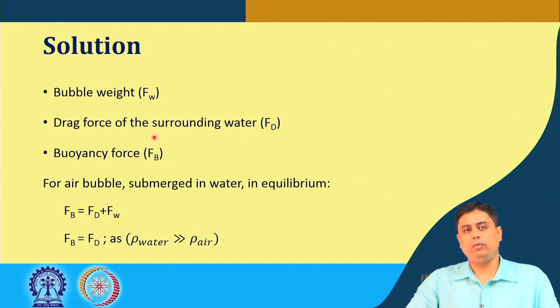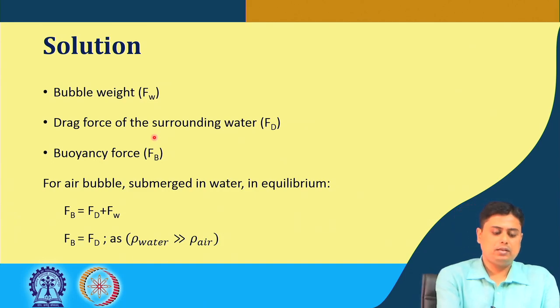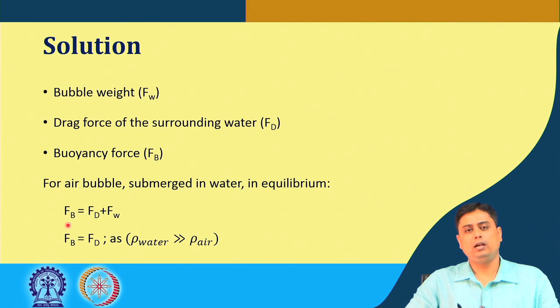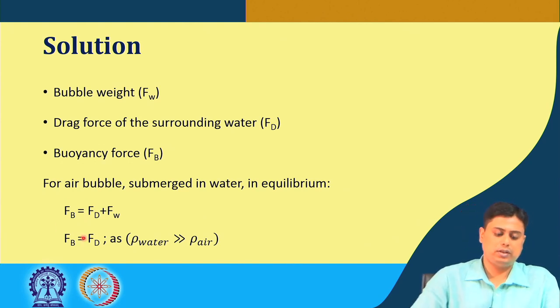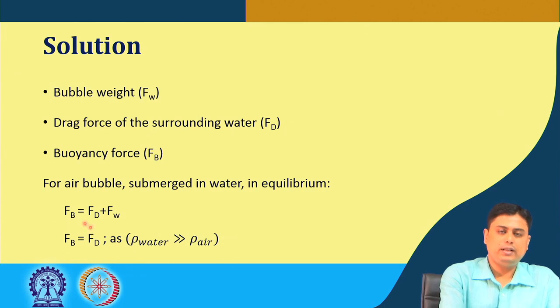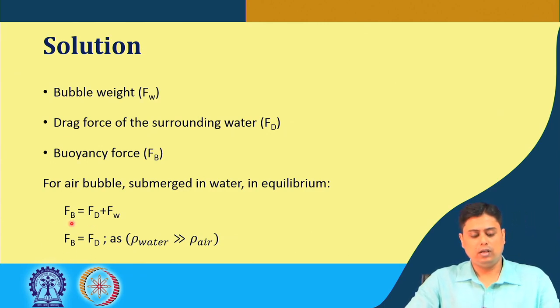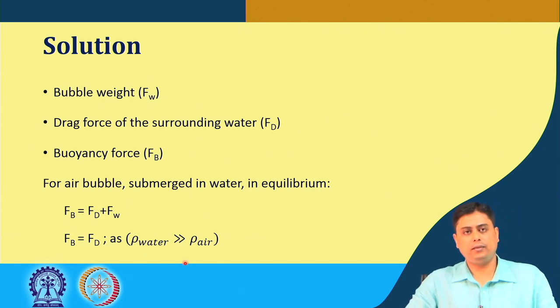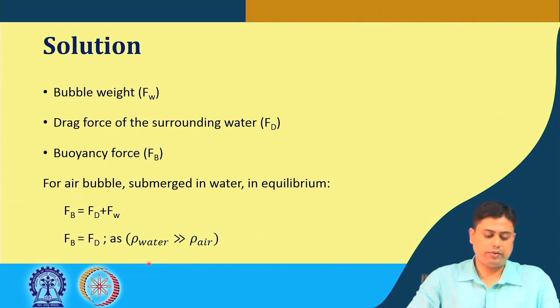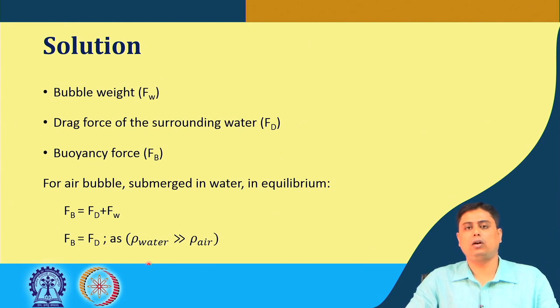We will try to make a balance of forces at equilibrium. So for an air bubble submerged in water and in equilibrium, the buoyancy force is the drag force plus its weight. Now the air bubble weight is small compared to the magnitude of these forces, because these forces deal with the density of the water, while this is the density of the air purely. The density of water is much greater than the density of air. Density of water is in the range of 10 to the power 3, or 1000 kg per meter cube, whereas air is of the order of 1 or 1.2 kg per meter cube.